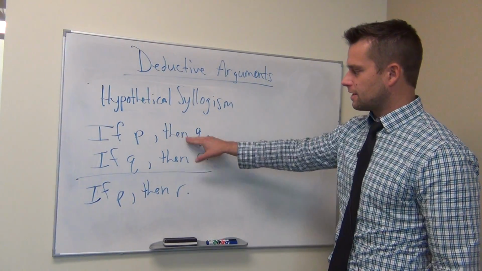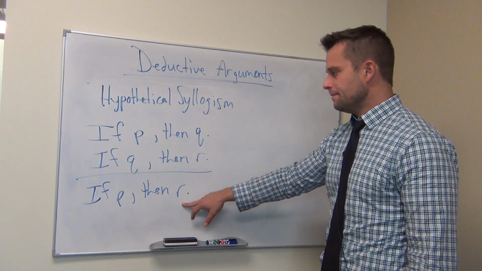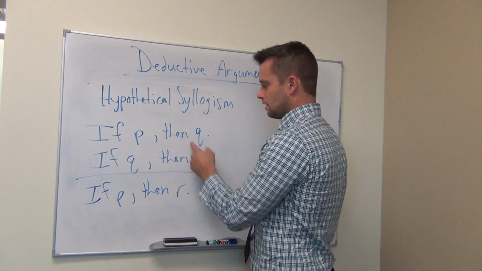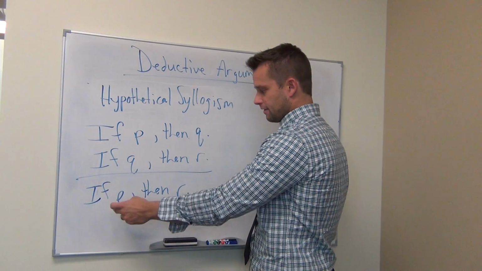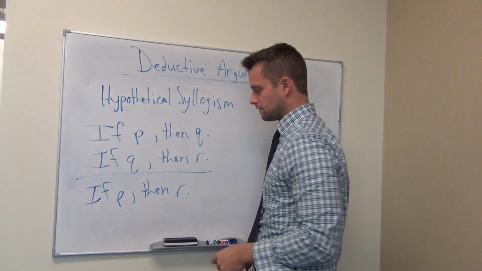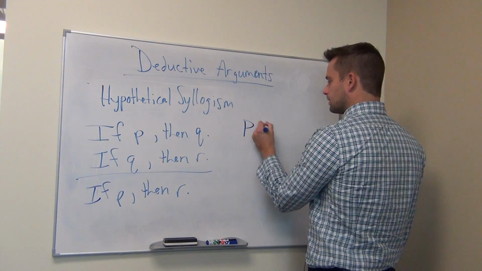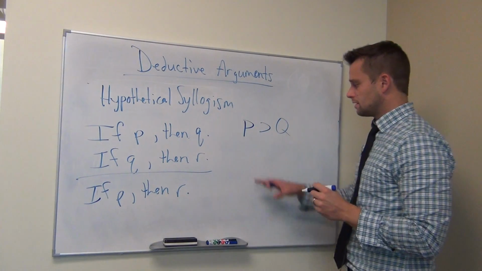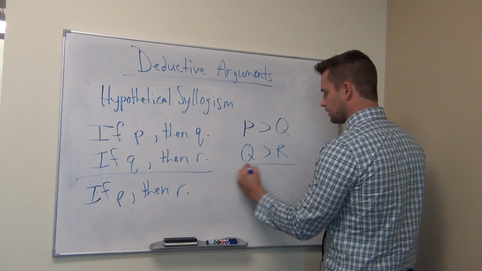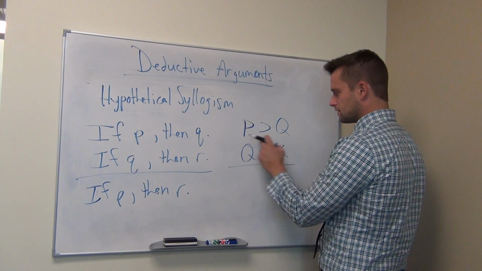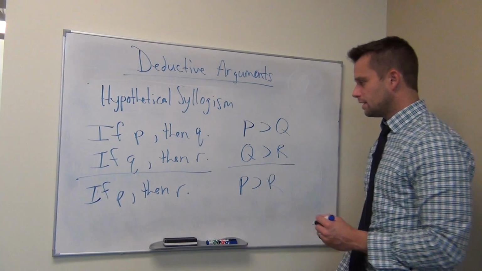Okay, so if P, then Q. If Q, then R. Therefore, if P, then R. So if P is the case, and P makes Q the case, and Q makes R the case, then if I have P, then I must of necessity have R. Now, again, you don't need to know this part, but it's another way to visualize it. If P, then Q. If Q, then R. And we know that the horseshoe means if then, if this, then that. So therefore, if P, then R.